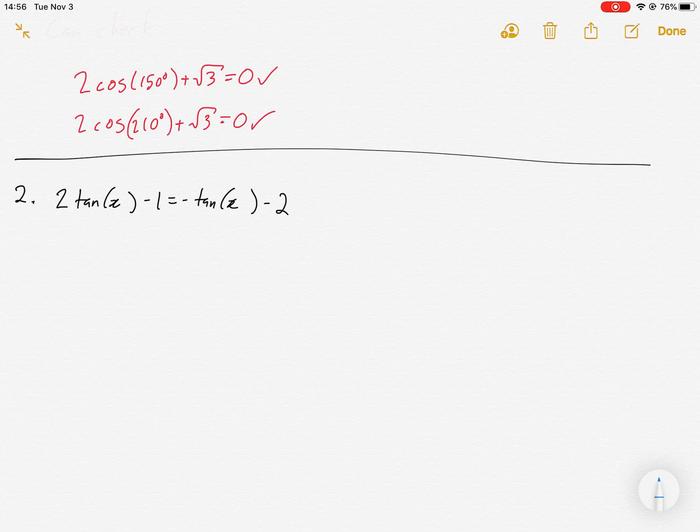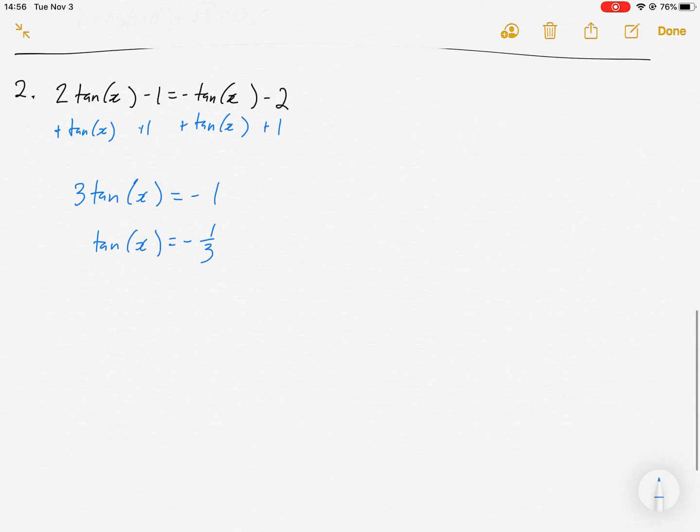So we're going to do kind of the classic move here that I'm sure you remember from when you've solved linear equations in the past. We're going to move the tangent of x over here, and I'm going to move that 1 to the other side. So what I end up with is 3 tangent of x, and negative 2 plus 1 will give me negative 1, which means tangent of x is negative 1/3.